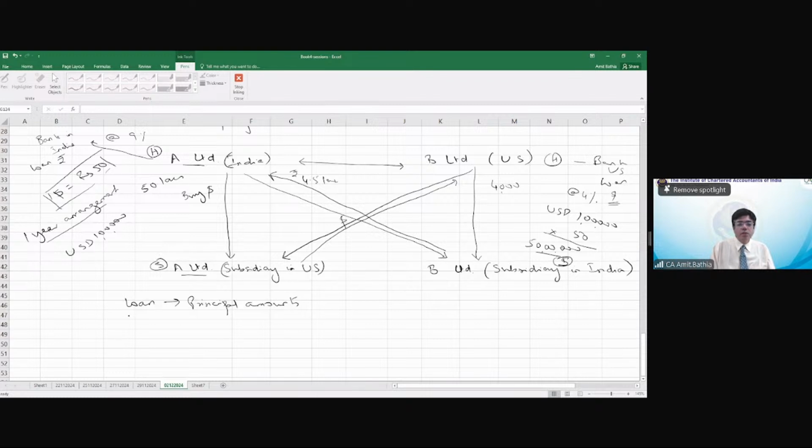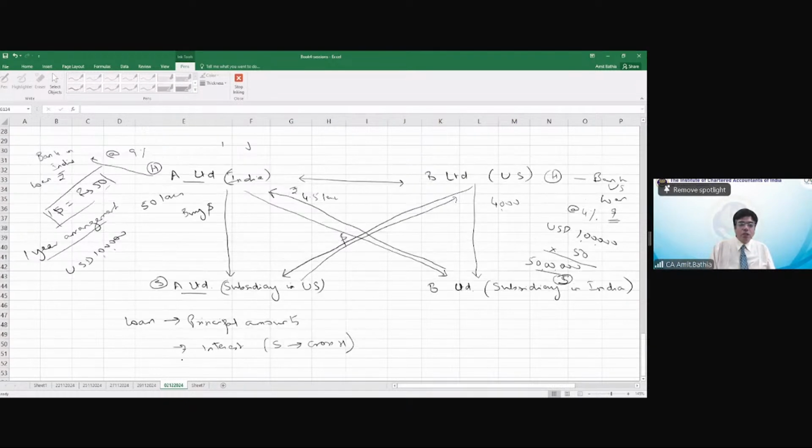This was the start. Then interest. At the end of the first year, interest. So who paid the interest? Subsidiary paid to the cross-holding, right? Why am I calling it cross-holding? Because it is the holding of B Limited over here, right? And B Limited subsidiary is paying to the A Limited holding. So it is paying the interest back.